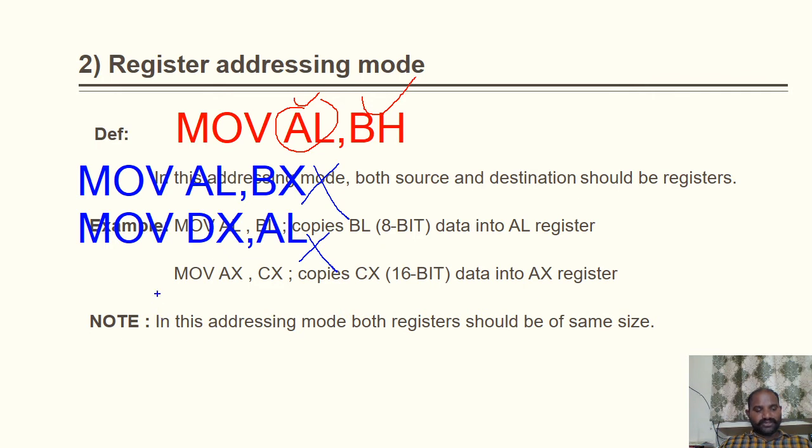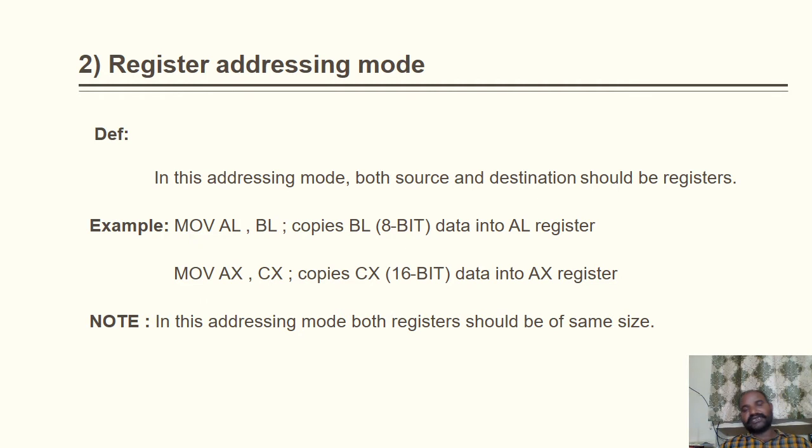But this one is going to be acceptable. In the second example, both operands are 16-bit registers, so you can copy the 16-bit content of one register into another register. In short, in register addressing mode, both operands participating in the instruction should be registers only, and both should be of the same size.